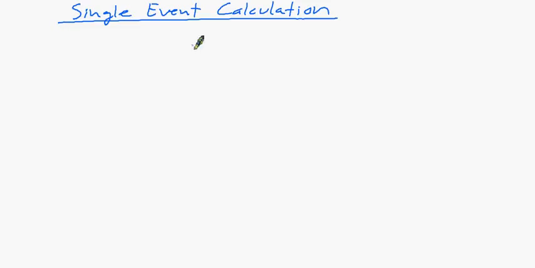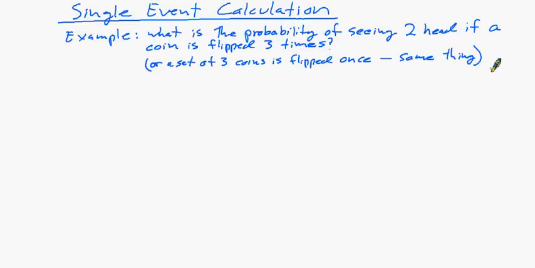So now that we're going to be focusing on discrete variables, let's actually figure out how to calculate the probability for a single event. Let's look at an example. What is the probability of seeing 2 heads if a coin is flipped 3 times? Or, alternatively, I suppose, a set of 3 coins is flipped once, which in the end is really the same thing.